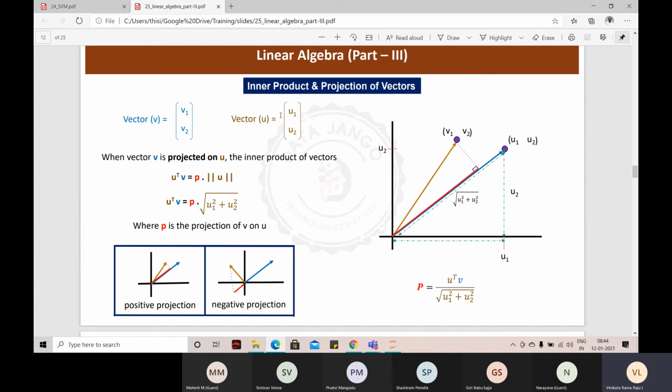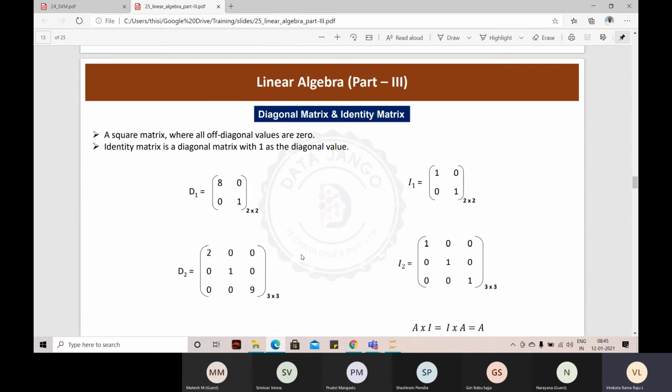V and U are two vectors, and V is being projected onto U. The red colored distance is the projection, right? The P value can be found out by U transpose V divided by the length of U. If the vectors are in opposite directions, you will get a negative projection. So you extend this vector in the negative direction and then take the distance there. That is called negative projection. This is not that important.